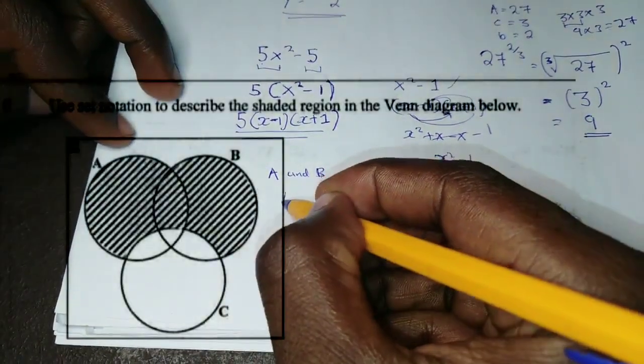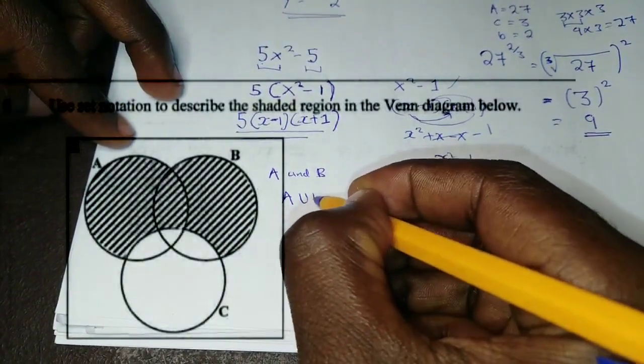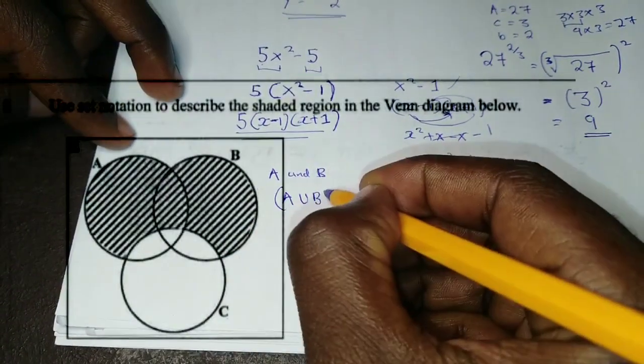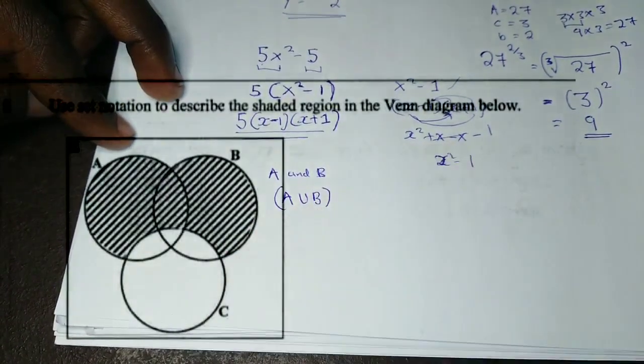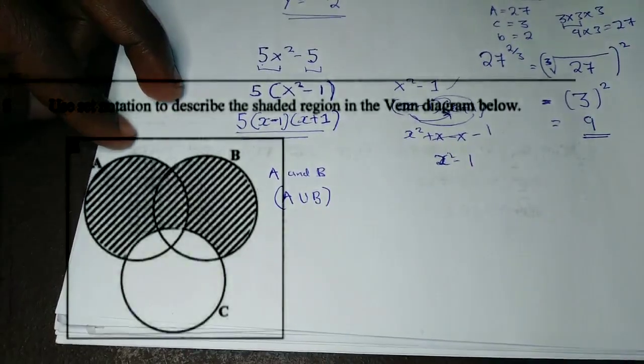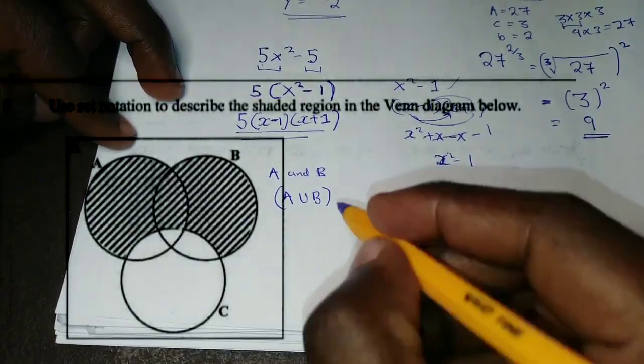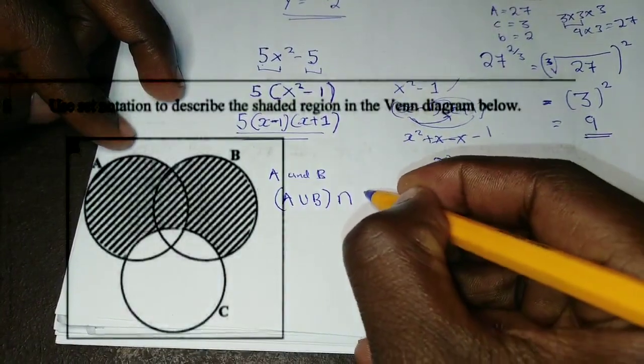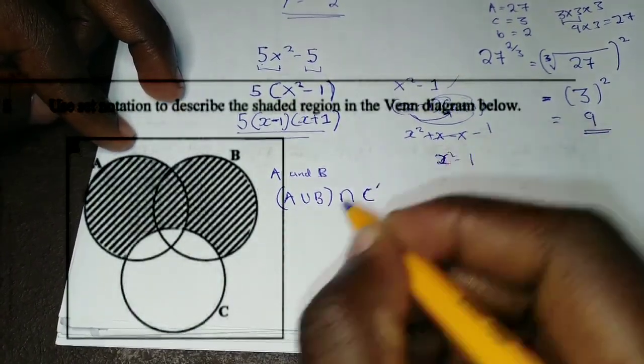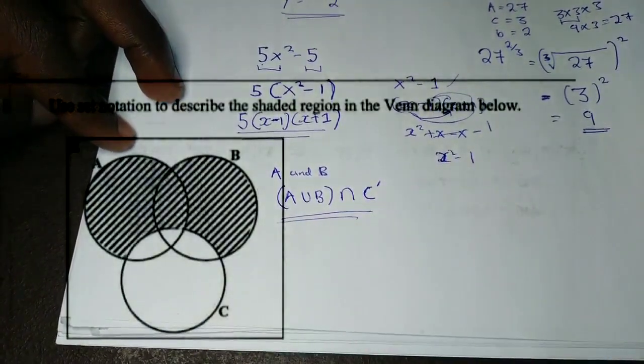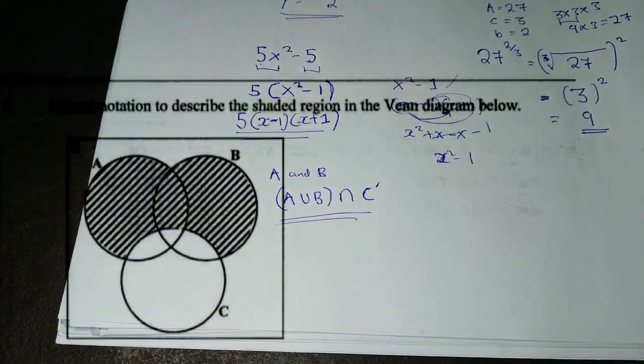So we say that A union B has been shaded. We put it in the brackets. Then to show that C hasn't been touched, we're going to say intersection C complement. And that is the answer for this question.